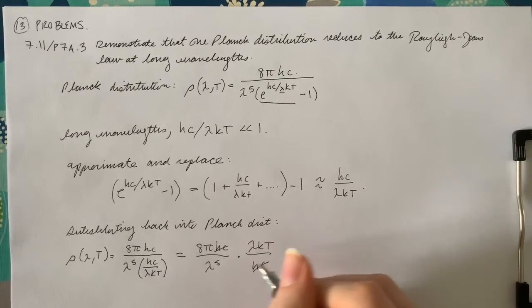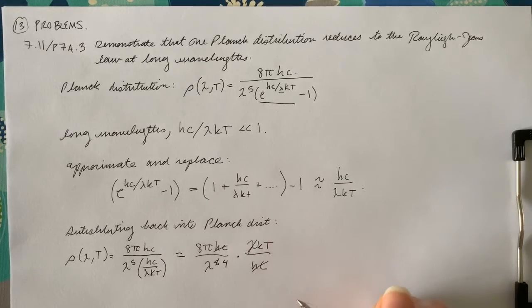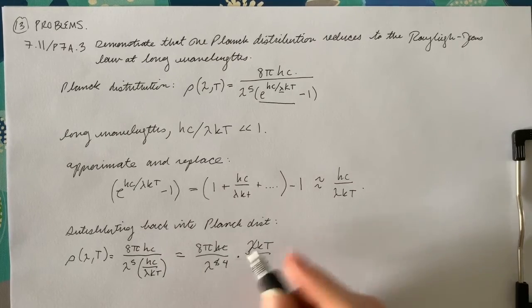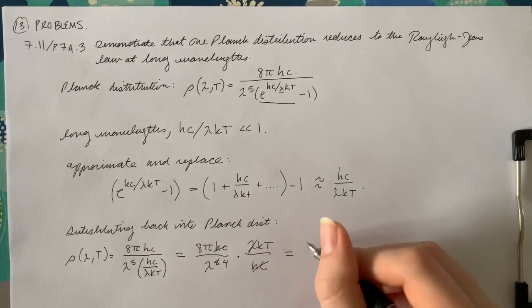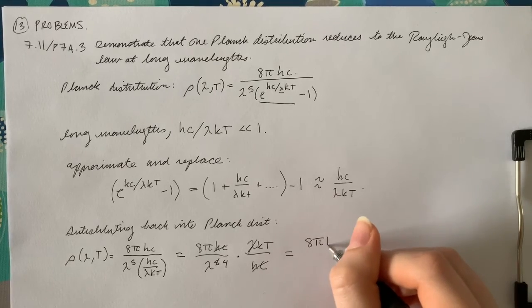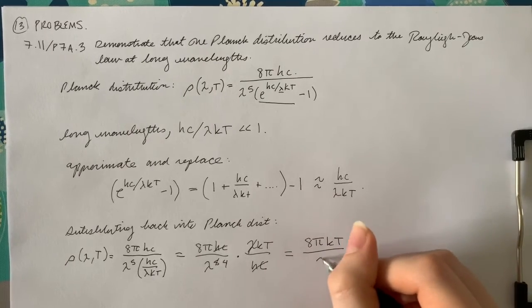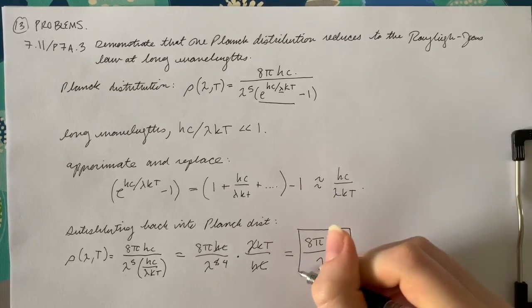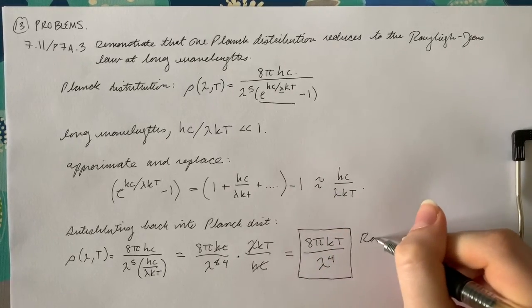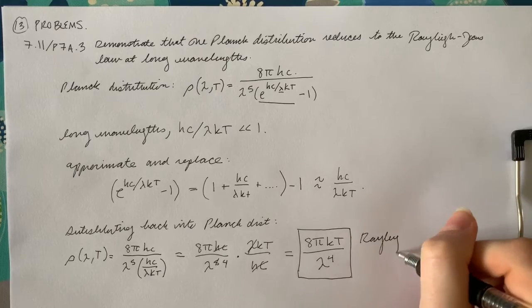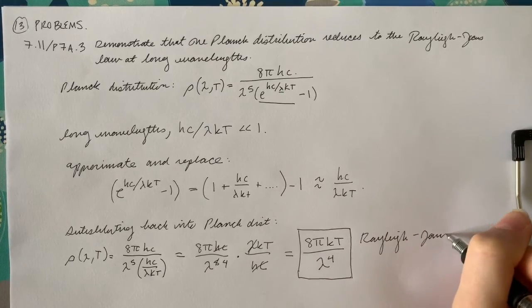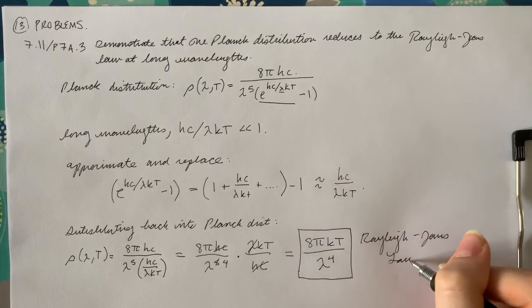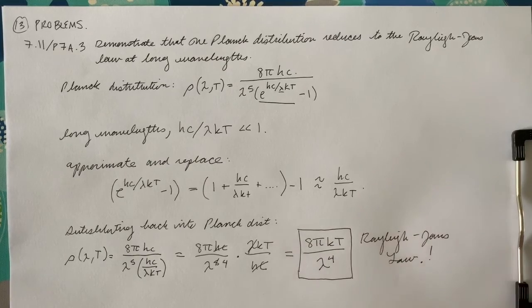So the hc's cancel. We get wavelength to the fourth instead, and we get 8 pi kT over wavelength to the fourth, which is exactly the Rayleigh-Jeans law. Which is pretty cool.